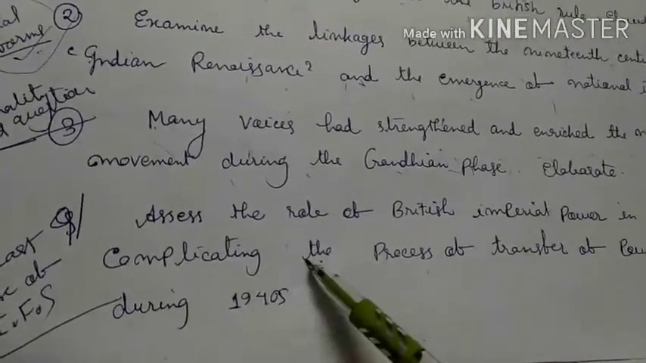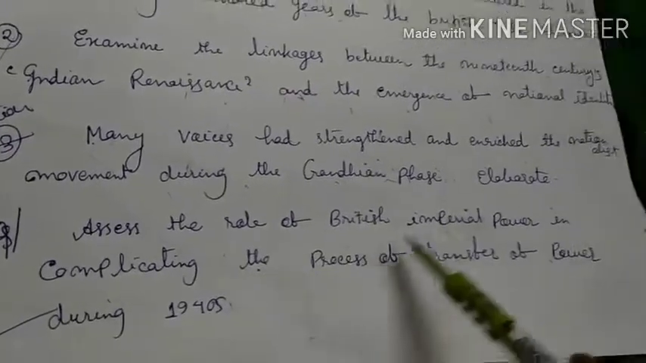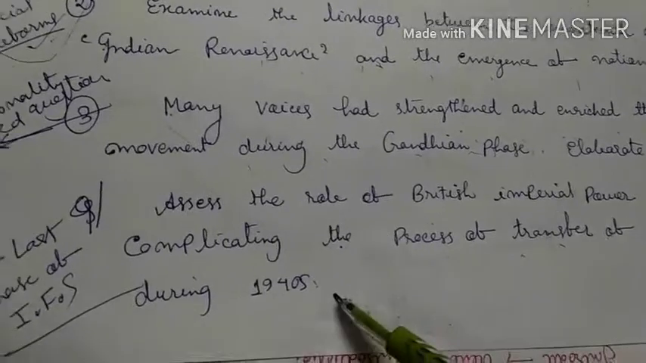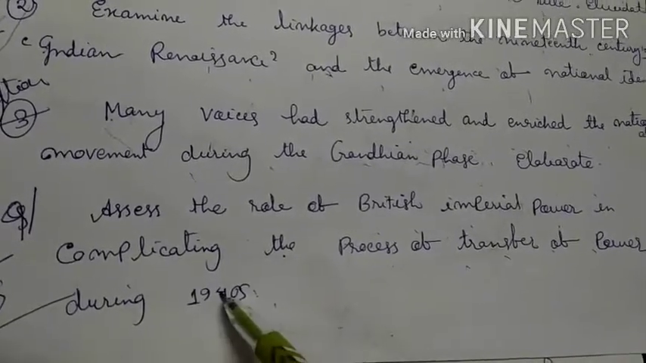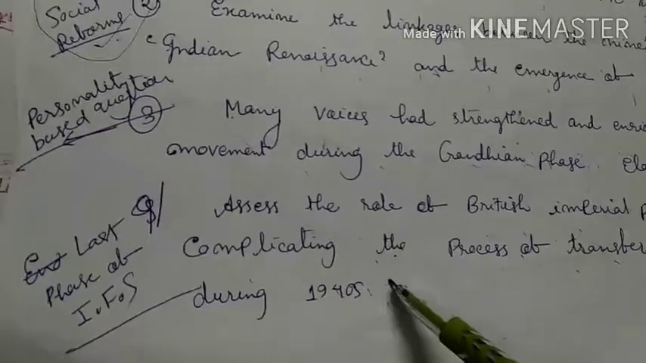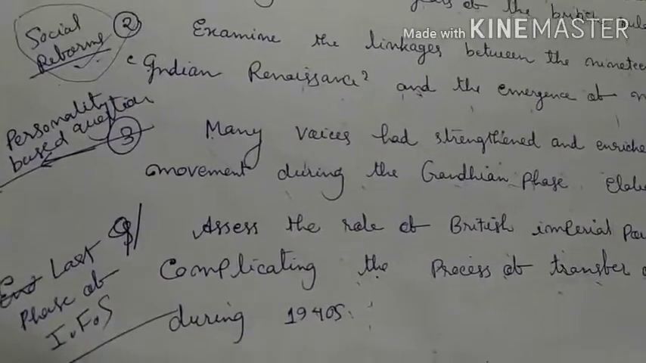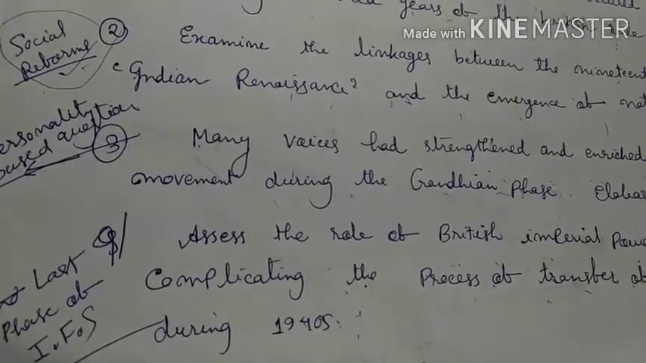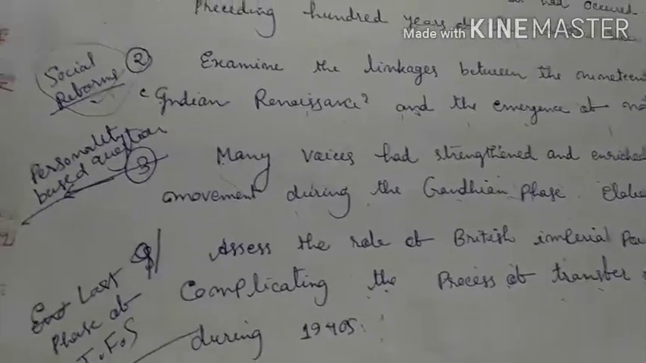Another question: assess the role of British imperial power in complicating the process of transfer of power during the 1940s. This question is based on the last phase of the Indian freedom struggle. Then what are the incidents, what are the events, and what is the role of imperial power in completing the process of transfer of power during the 1940s.